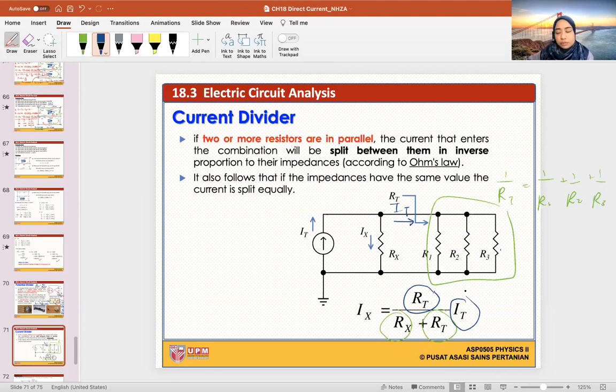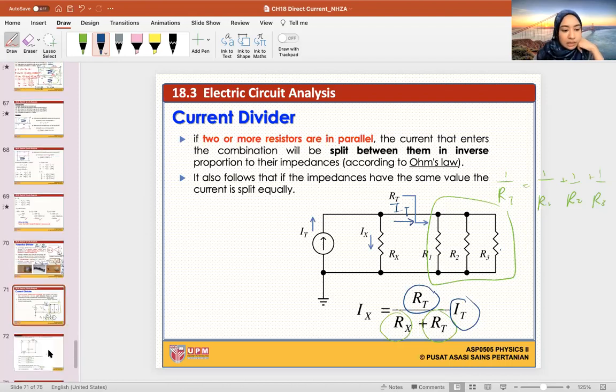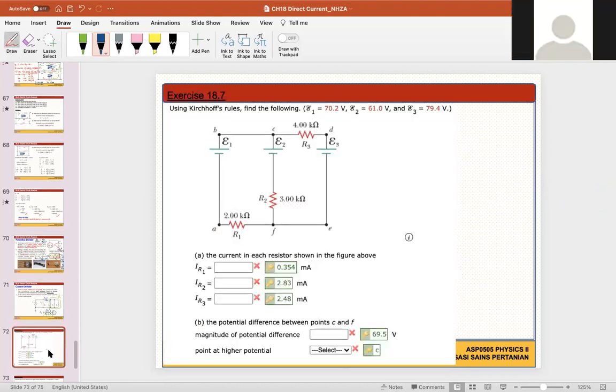If you don't want to remember this equation, it's fine. It's just knowledge. You can use the loop rule and the junction rule to solve for your equations. You don't have to use this, but it's a shortcut, like I said before. Any questions?